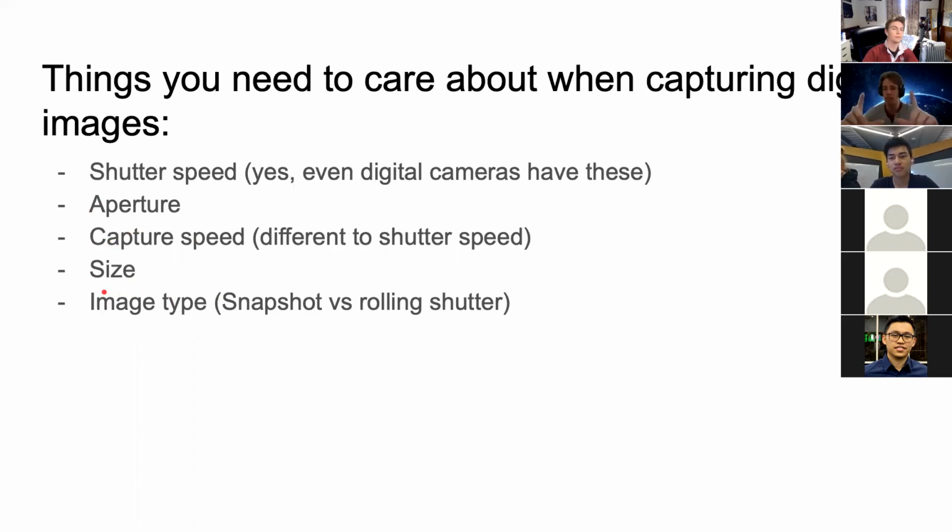Size is the literal resolution of your image, so 640 by 480, 1024 by 768, anything like that. That's going to change how quickly your analysis is going to go through the images. The bigger an image, the slower it's going to be. And then image type is dependent on the hardware as well. Most often you have snapshot versus rolling shutter images.